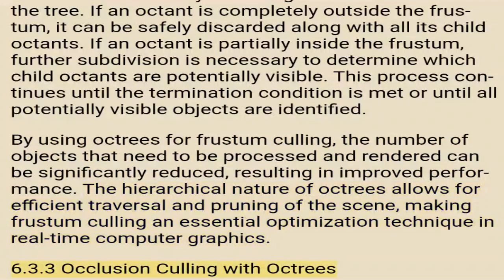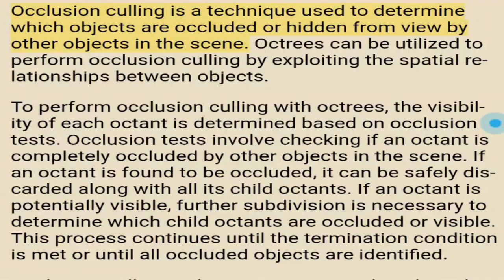6.3.3 Occlusion culling with octrees. Occlusion culling is a technique used to determine which objects are occluded or hidden from view by other objects in the scene. Octrees can be utilized to perform occlusion culling by exploiting the spatial relationships between objects. To perform occlusion culling with octrees, the visibility of each octant is determined based on occlusion tests. Occlusion tests involve checking if an octant is completely occluded by other objects in the scene.